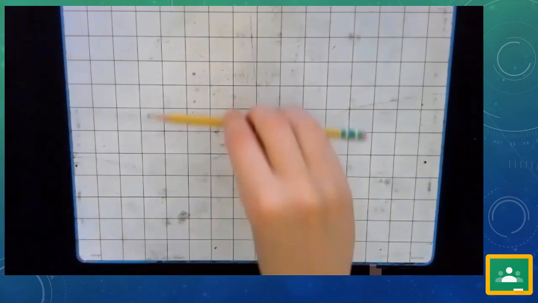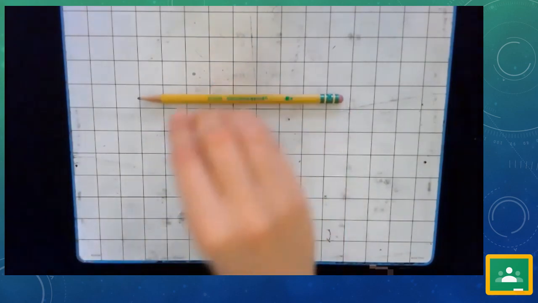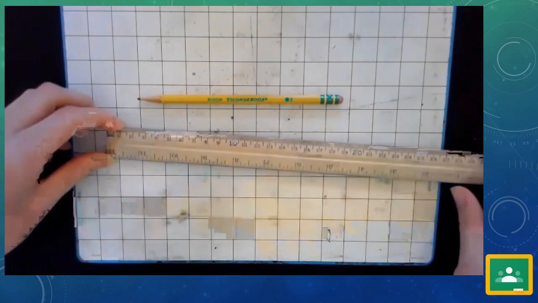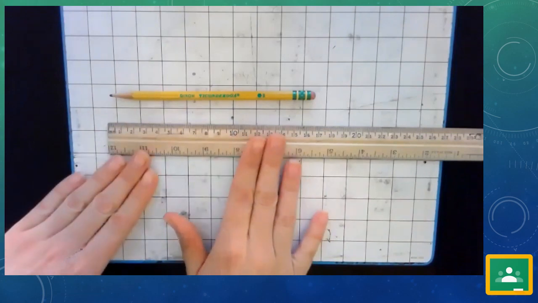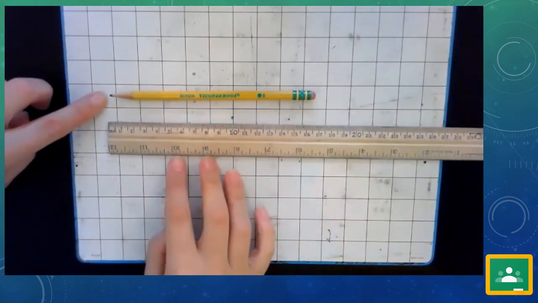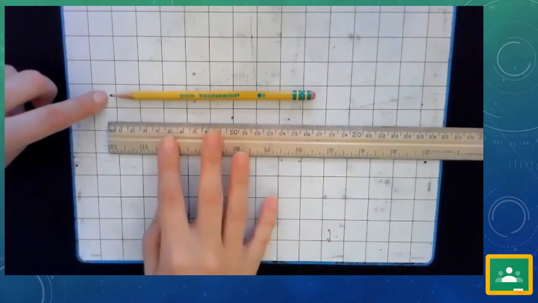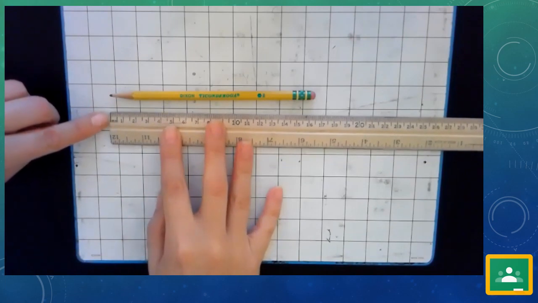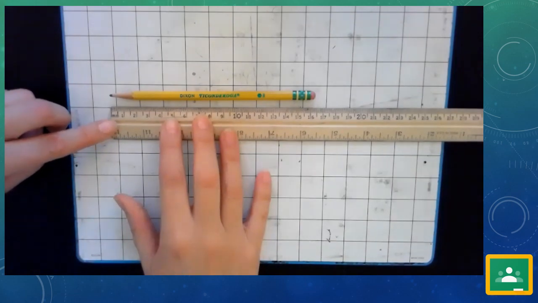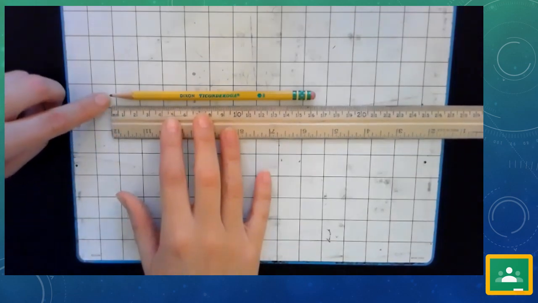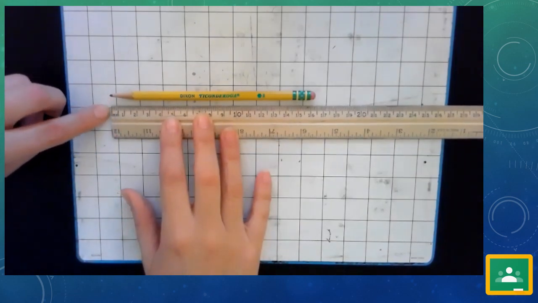So let's start by measuring a pencil, okay? Just like any good mathematician, when they are measuring, I'm going to take my tool and either move my object or move my tool so that the very end point of my pencil lines up with the 0 on my tool. And I'm going to get close to make sure that it is as close to the end point as possible.